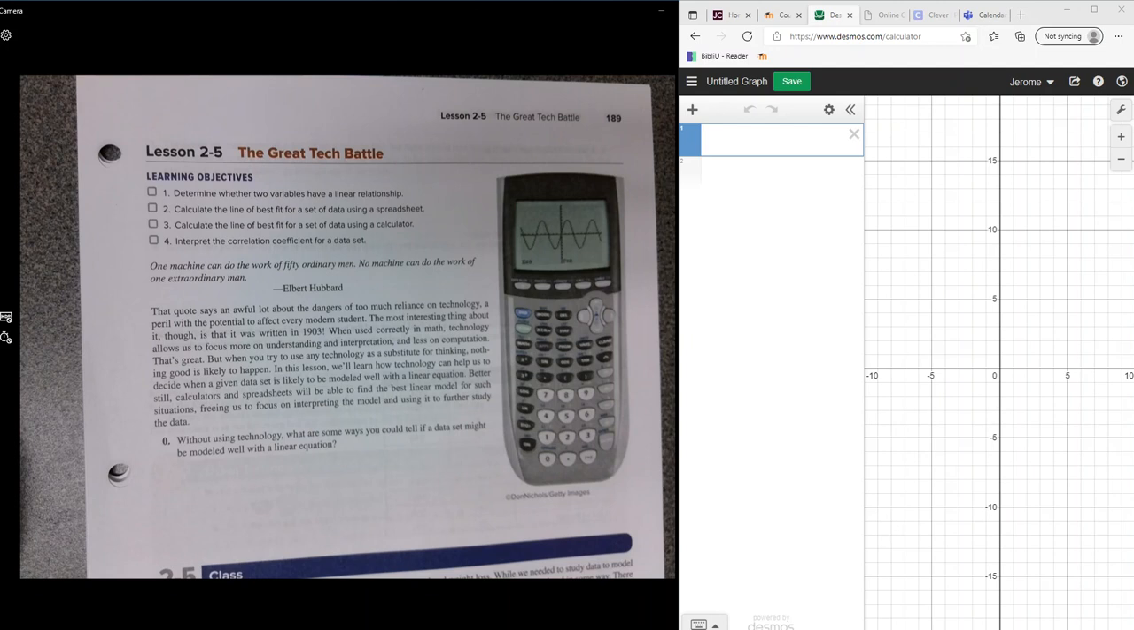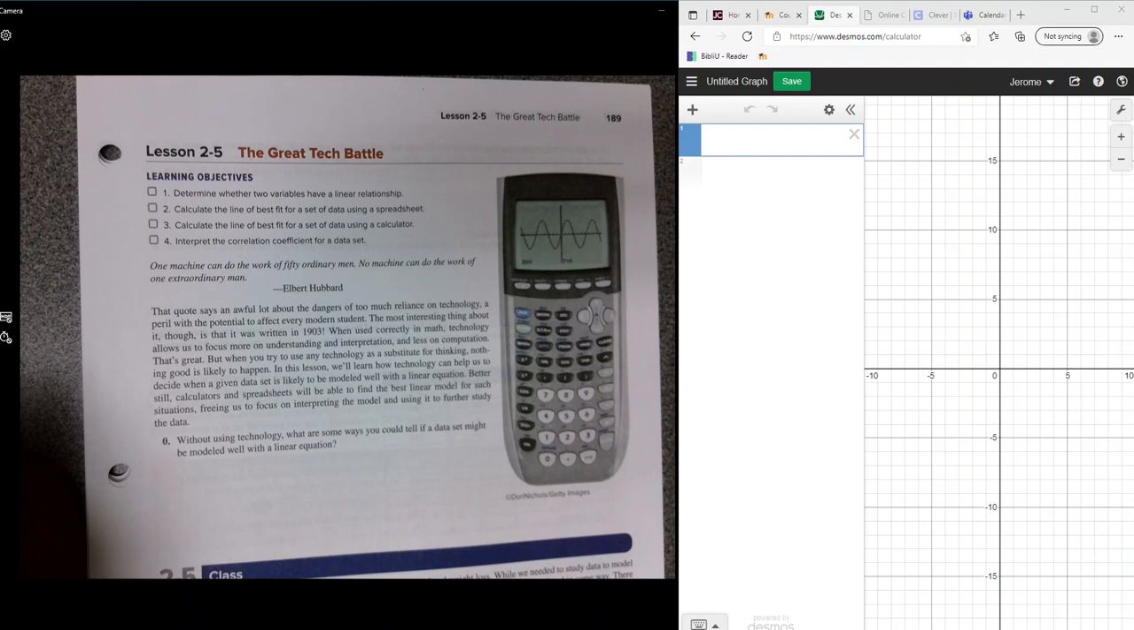When used correctly in math, technology allows us to focus more on understanding and interpretation and less on computation. That's great. But when you try to use any technology as a substitute for thinking, nothing good is likely to happen. In this lesson, we'll learn how technology can help us to decide when a given data set is likely to be modeled well with a linear equation. Better still, calculators and spreadsheets will be able to find the best linear model for such situations, freeing us to focus on interpreting the model and using it to further study the data.